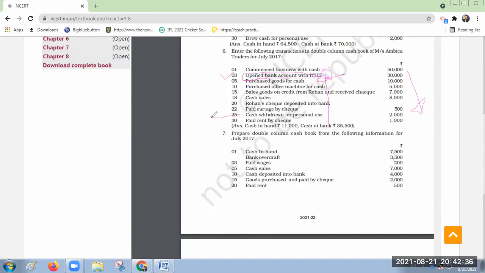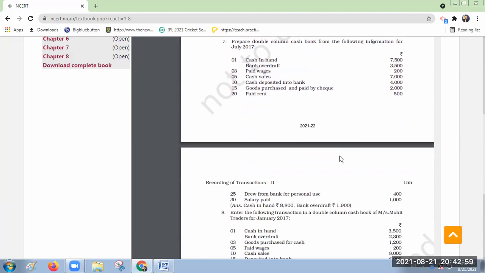25th date, is it a contra entry? No, sir. Because it is personal use. Okay. Personal use. 20th date, is it a contra entry? Yes, sir. On 15th date, you will mention in the cash column. On 20th date, you will transfer to bank. Okay. Yes, sir. Okay. Next problem, you check. Is there any doubt?